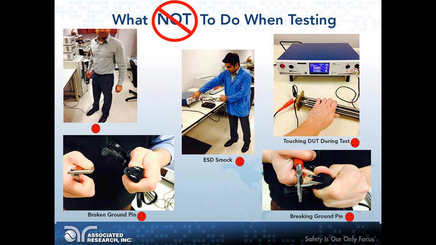So here are a few pictures before we go any further. The picture on the top right shows a product being tested, and the operator, which in this case is me, is actually touching the product under test. That should not be the case. You should not touch the product that's being tested. In fact, the product should be inside a safety enclosure, and all the safety precautions that we discussed in our previous webinar should be taken in setting up a safe test station.